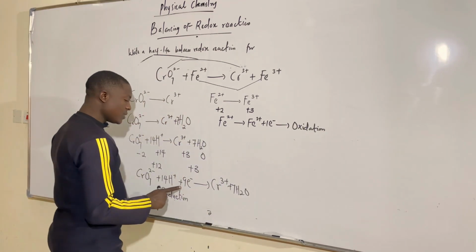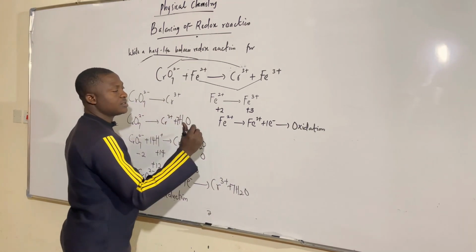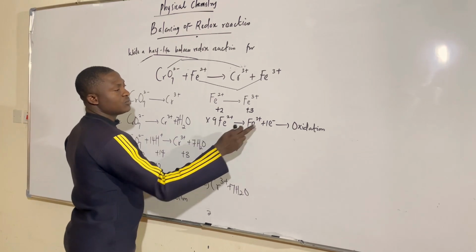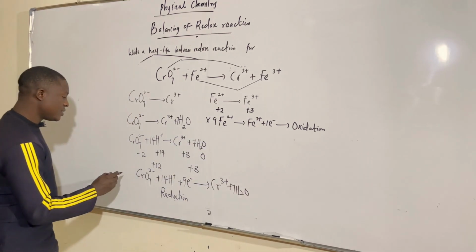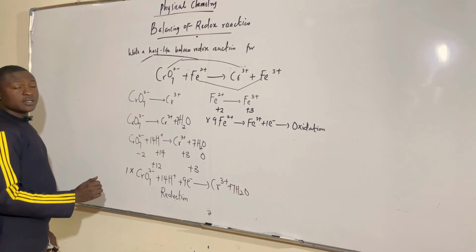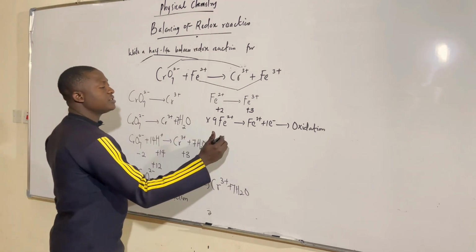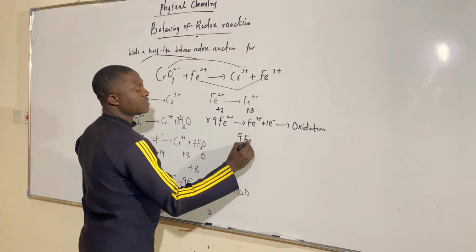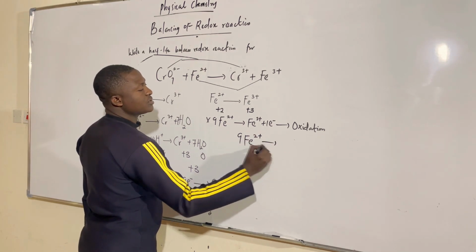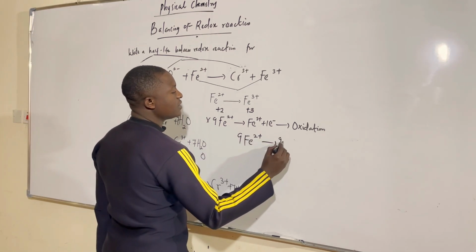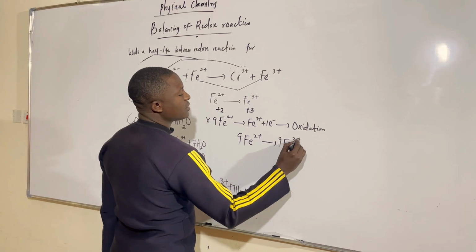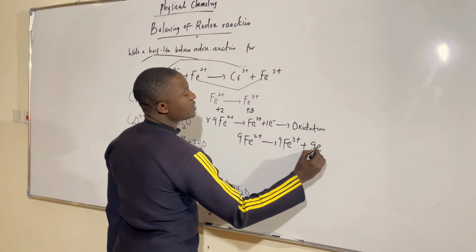So now we have 9 electrons here, this is going to be times 9. We have 1 here, this is going to be times 1. If I multiply all this by 1, I will still have this. But 9 times this, we are going to have 9 iron 2 plus to 9 iron 3 plus plus 9 electron minus.